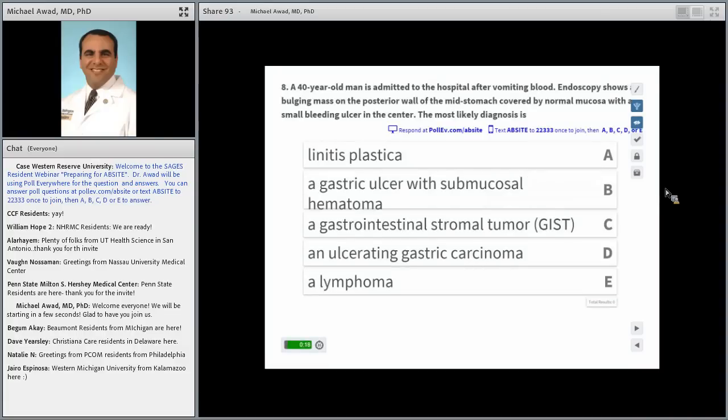Okay, next question. A 40-year-old man is admitted to the hospital after vomiting blood. Endoscopy shows a bulging mass on the posterior wall of the mid-stomach covered with normal mucosa with a small bleeding ulcer in the center. What is the most likely diagnosis?